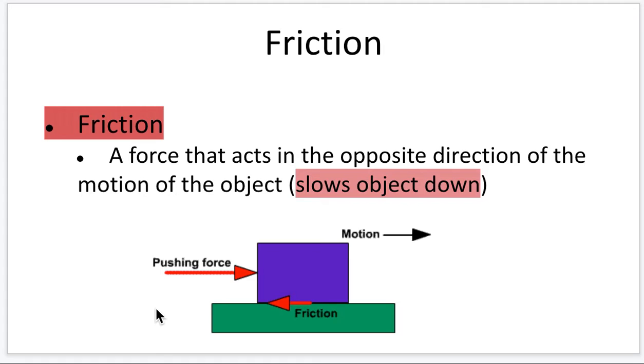Now, some surfaces have more or less friction. So think about a really, really heavy box. And if you were to try and push that heavy box on your hardwood floor or your tile, it might slide a little easier. And if you put it on carpet, it might be a little bit harder to slide because there's more friction there.